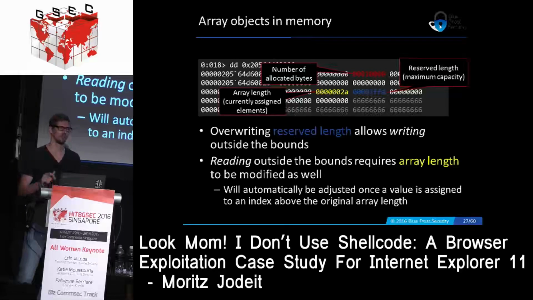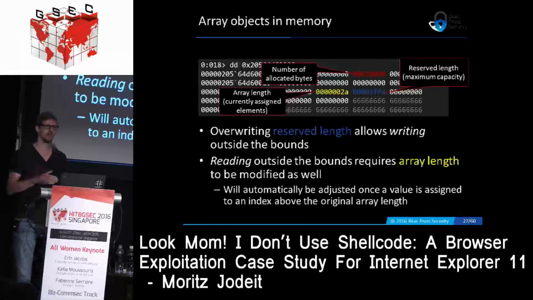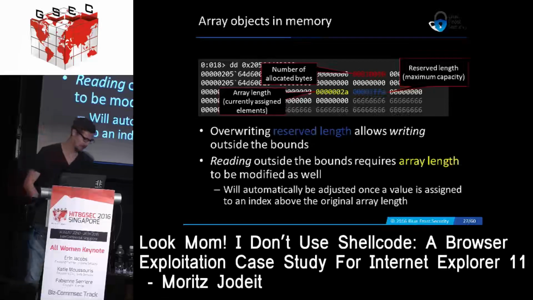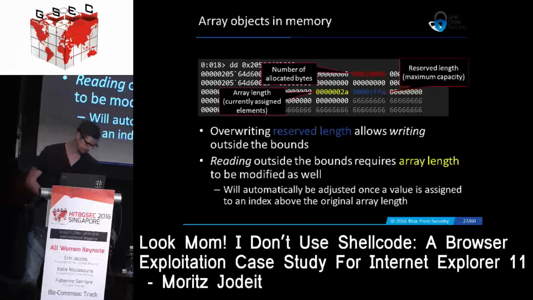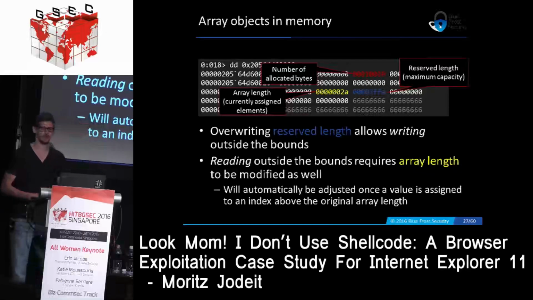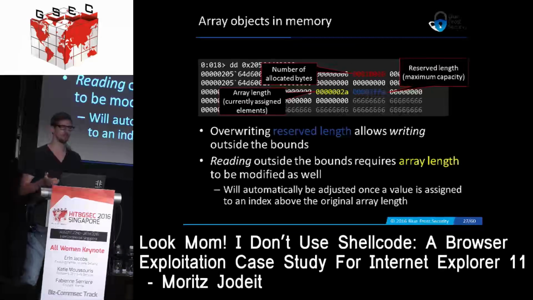However, if you want to read memory after the array, you actually have to modify a second length, namely the array length. And instead of corrupting two length fields, what you can do is you first corrupt the reserved length, and then you write at a really large index, which is larger than the original size. And that will effectively adjust the array length accordingly. So after doing that, you have the ability to read and write memory after the actual integer array.